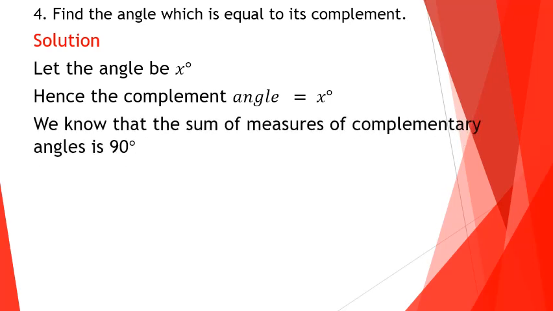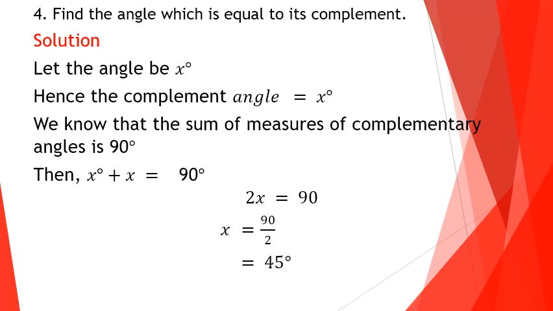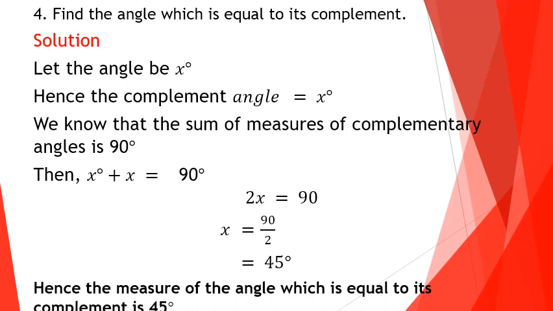We know that the sum of measures of complementary angles is 90 degrees. Hence, we can write x plus x equals 90 degrees, or 2x equals 90 degrees. Therefore, x equals 90 upon 2 equals 45 degrees. That is, the measure of the angle which is equal to its complement is 45 degrees.